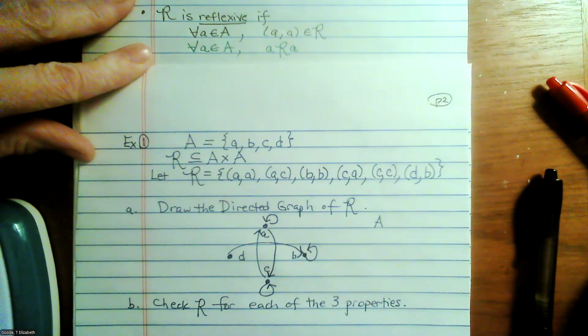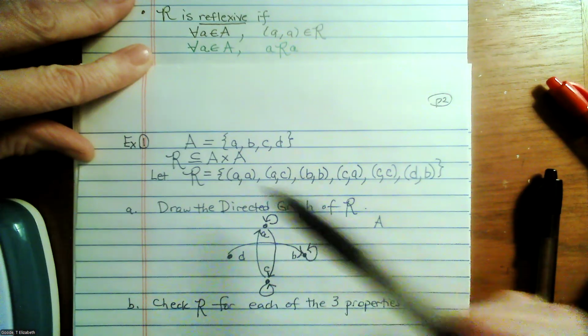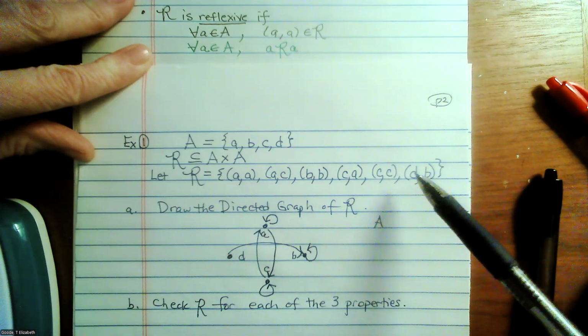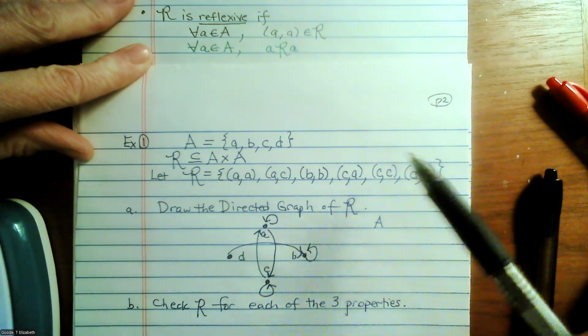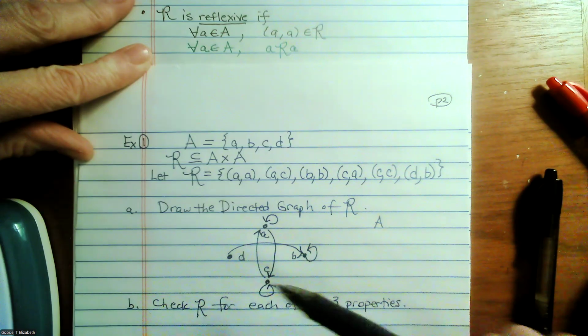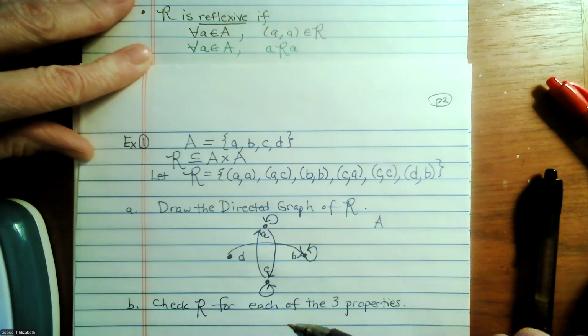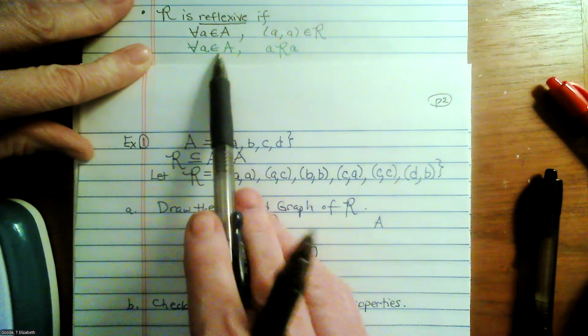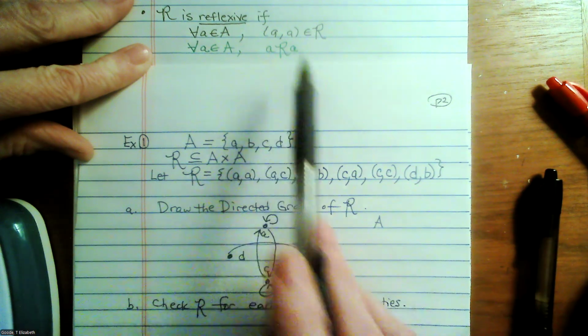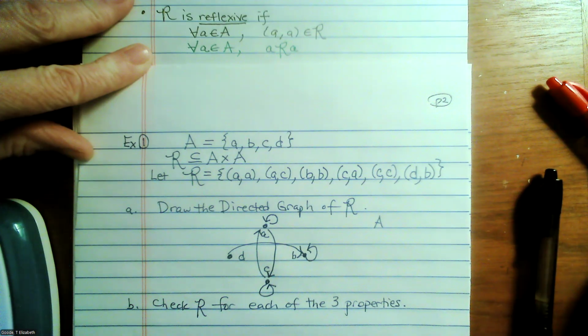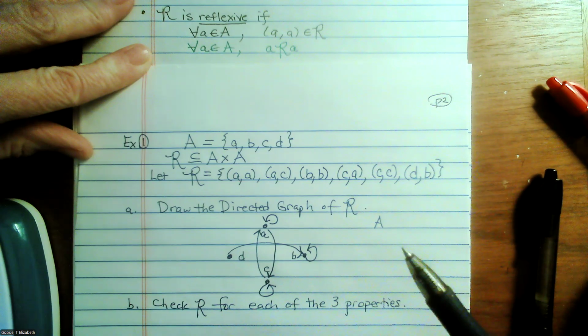So let's look at reflexivity. For this relation to be reflexive, which ordered pairs do we need to see in the relation? Or equivalently, what do we need to see in the graph? That the elements go back to themselves. That's right. For every element little a in set A, that element has to be related to itself. So that means we need to see a loop at each vertex. Do we see a loop at each vertex?